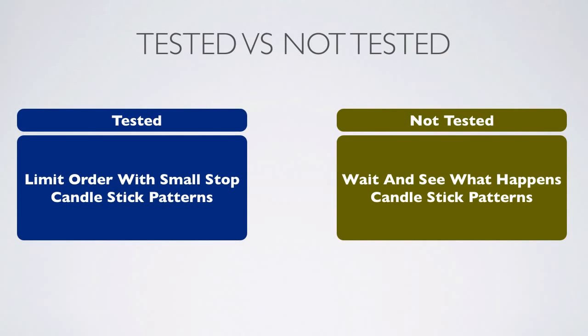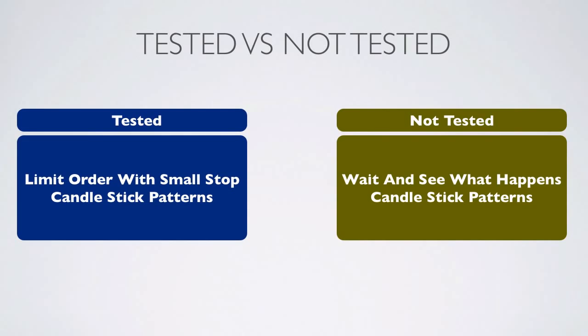Now there's two kinds of support resistance. There's the one that is tested, and the one that is not tested. If a support has been tested, there's been a previous bounce on that area, so we know for sure it is a support. That doesn't mean it will hold, but there are increased odds that it will. In the situation where we have tested support resistance, you can enter with a limit order with a small stop. I will show you this later.